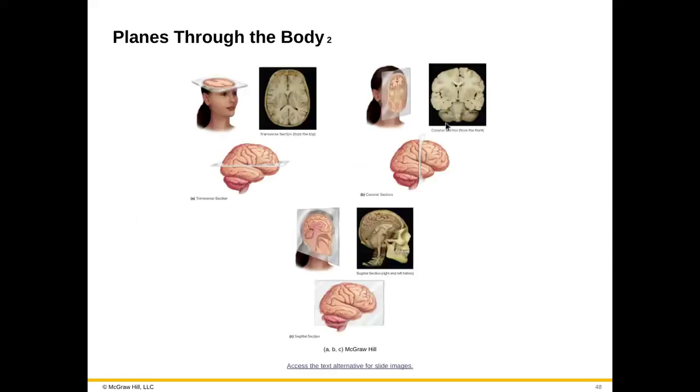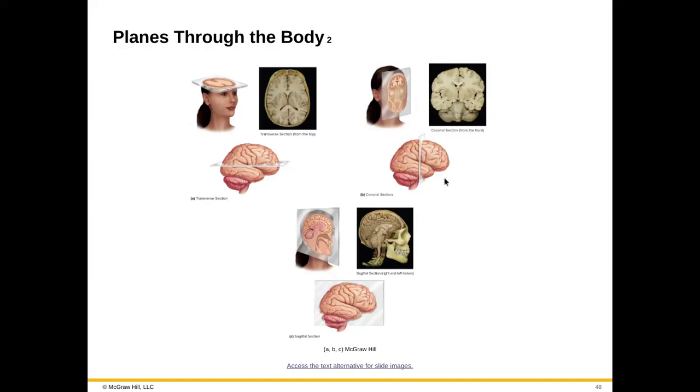So looking here, this first section that we're looking at is a transverse plane. This is separating a superior and an inferior portion. So you can see we've done this transverse plane through her brain here. So there's a superior portion of her brain and skull, and then an inferior portion as well. We'll also call this a horizontal section. This section here is a coronal section.